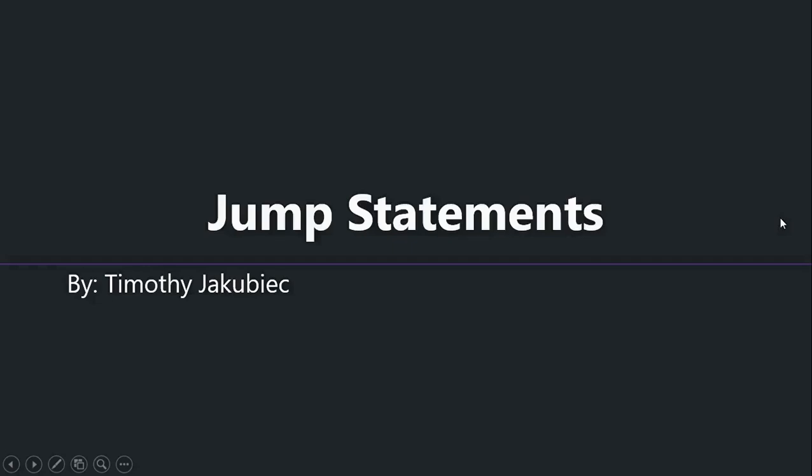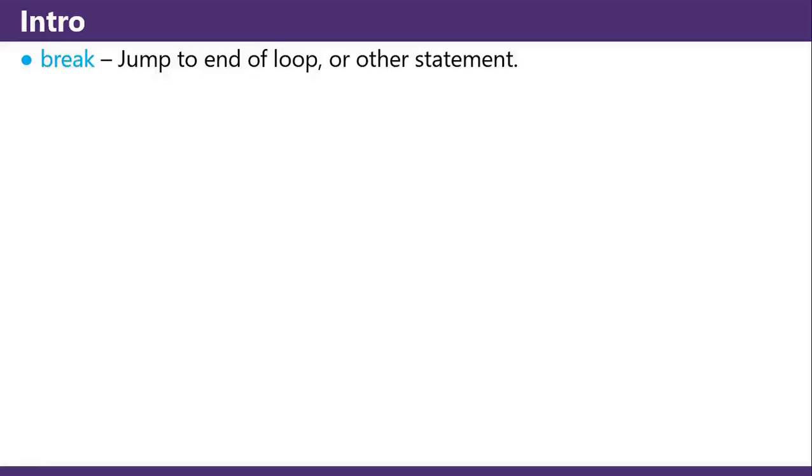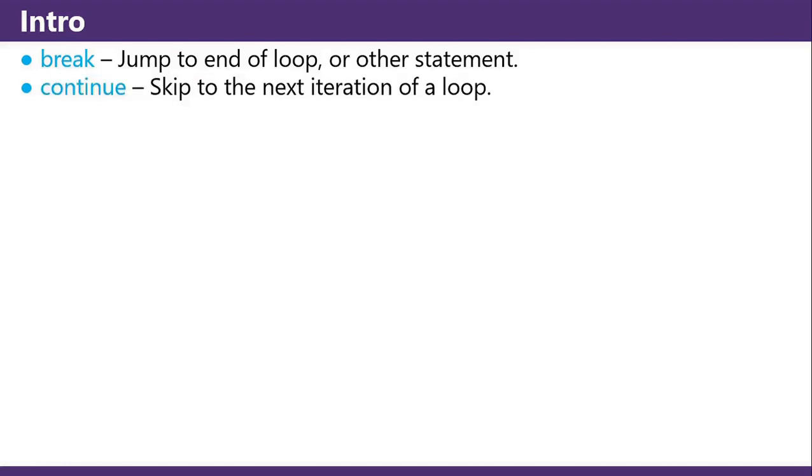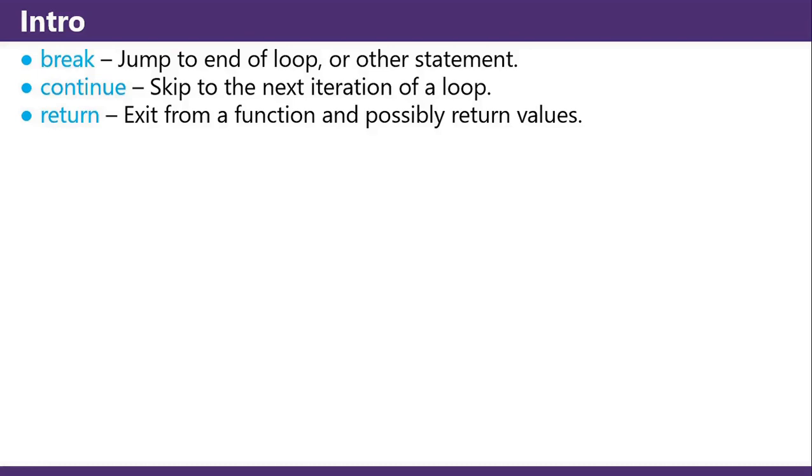Today you're going to learn about jump statements in JavaScript. Break: jump to the end of the loop or other statement. Continue: skip to the next iteration of a loop. Return: exit from a function and possibly return values. Also, can exit early if needed.